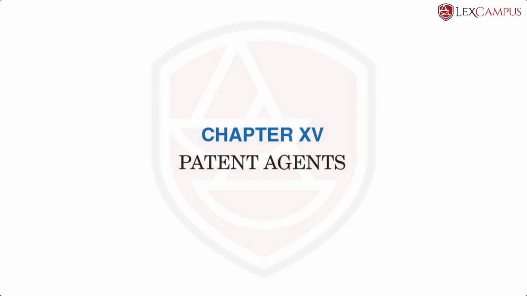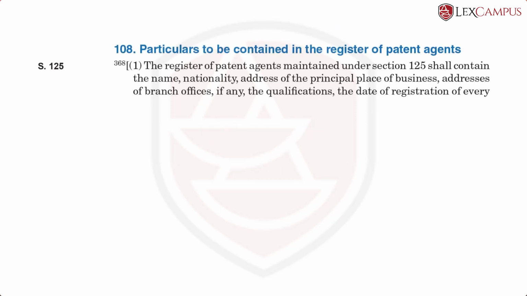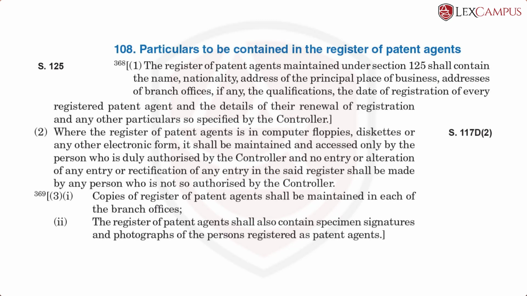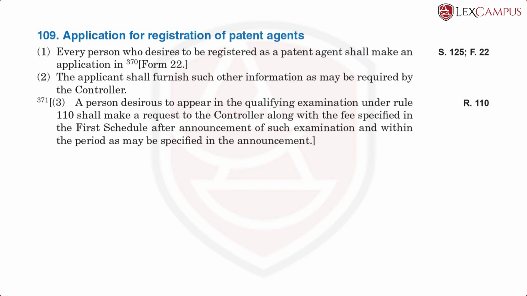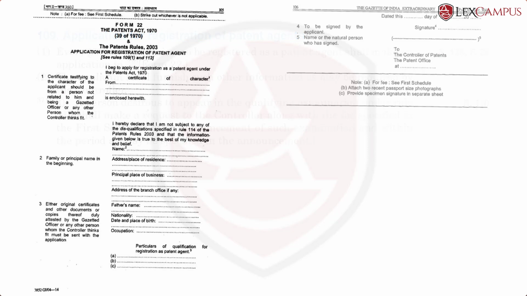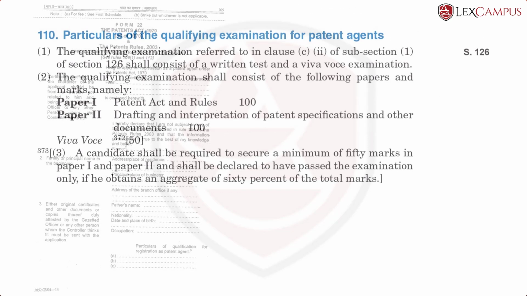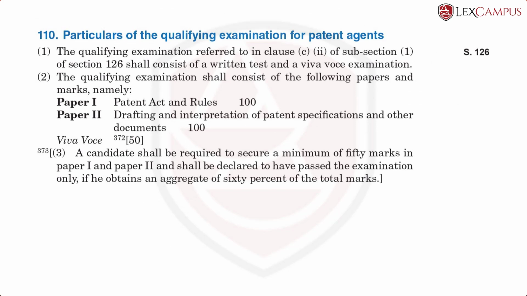Now, there are some rules on patent agents. Now, the rules are supplemental details covering certain aspects of the act. Now, what are the details that are contained in the register? Now, application, how does a person make an application for registration as a patent agent? Form 22 is a relevant application. There are some details on the examination. There are 2 papers and a Viva Voce, and details about that. What is the amount of marks you need to get in aggregate.